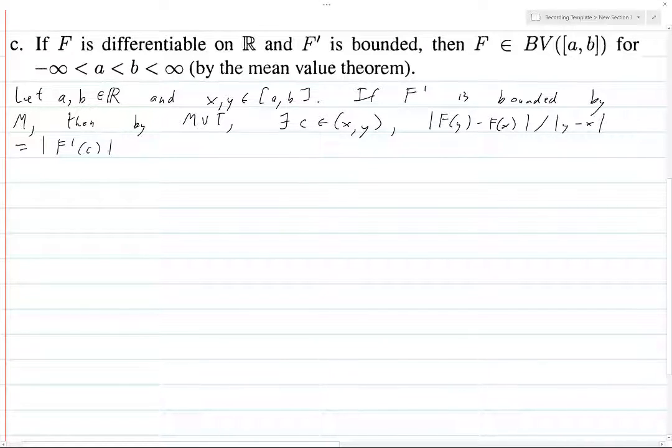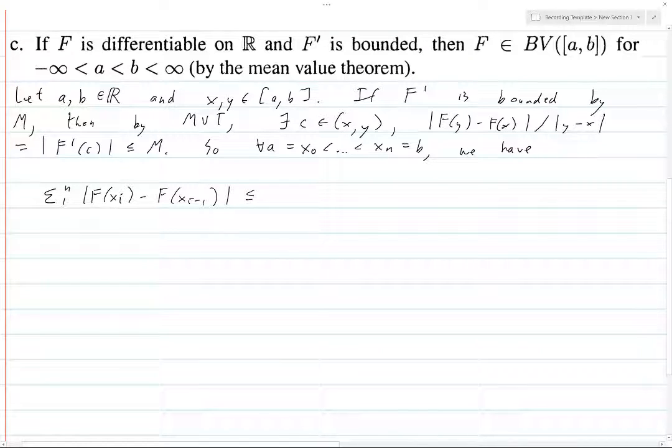But f prime is bounded by M, so this is less than or equal to M. But note that this step here was just an intermediate step to get that this ratio is bounded by M, and this holds for all x and y in this closed interval. So then for all a equal to x_0 less than, this is another partition, we have, what do we have? Sum from 1 to n of f(x_i) minus f(x_{i-1}).